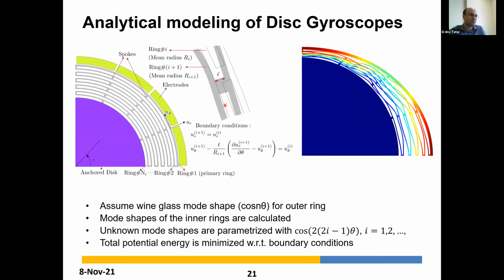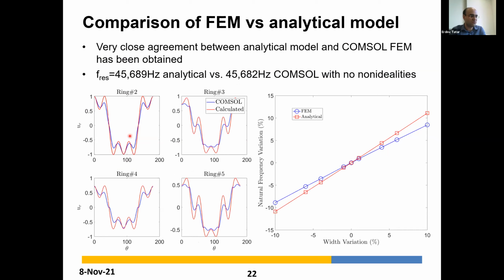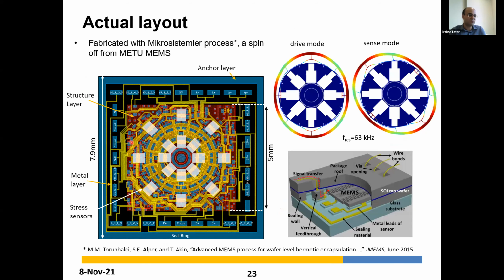We've also done some work modeling the disk, approximating its resonance frequency. By starting with boundary conditions, we assume we have the wine glass motion and go inside. So we derive the boundary conditions for the internal rings, and by minimizing the total potential energy, we can analytically model the ring gyro, the disk gyroscope, which is in general not analytically modeled. And this is just to show you that our modeling is shown in blue and the red one is what is simulated, and they are very close. So this is the real device.